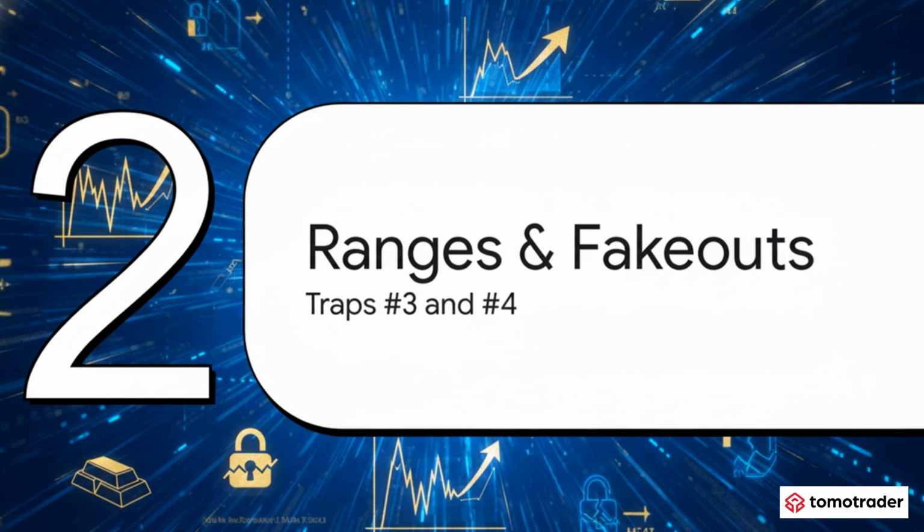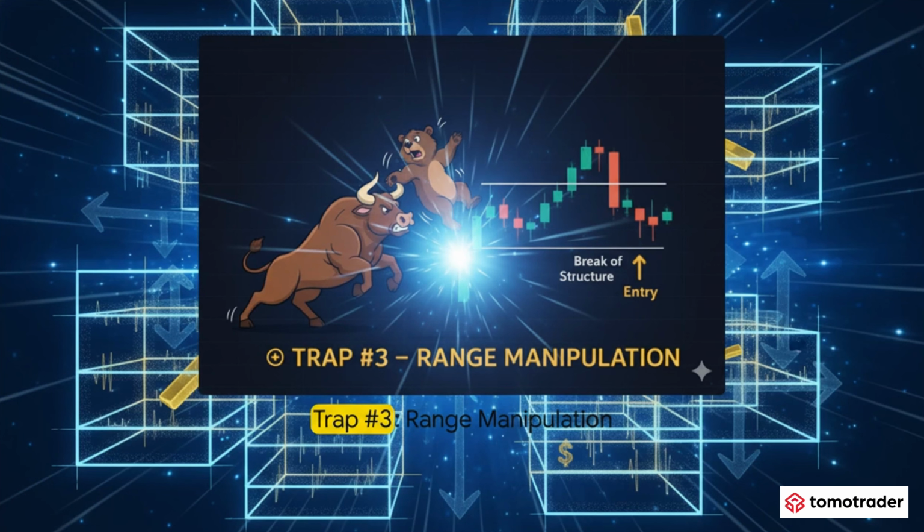Section 2. Ranges and news fakeouts. Let's look at traps 3 and 4. This brings us to trap number 3, range manipulation. You will see this constantly right before major data drops, like CPI. Gold just creates this tight, choppy range, usually squeezing between $10 to $40. There's no real trend, just a bunch of rejection wicks on both the top and the bottom. Retail traders, they're desperately trying to buy the bottom and sell the top of this tight little box, basically getting chopped up in a blender while the market quietly builds liquidity on both sides.